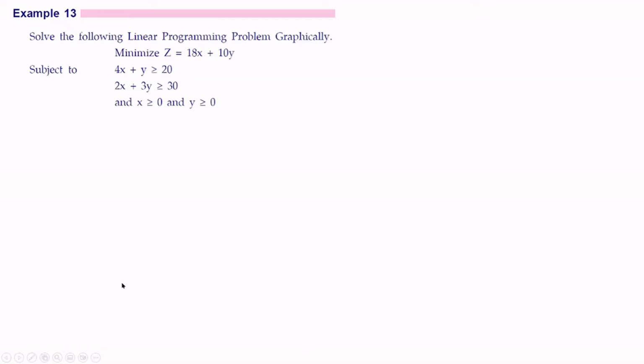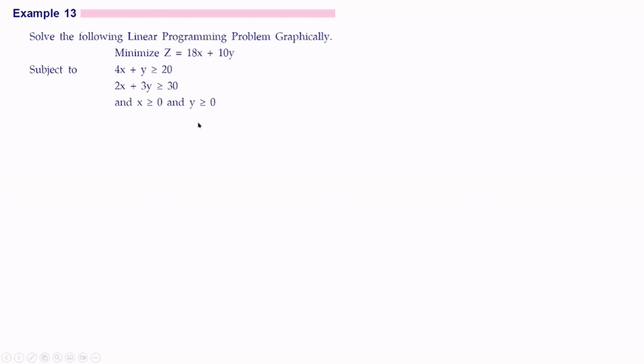Now let us move on to another problem where we have to find the minimum value of the objective function Z. Solve the following linear programming problem graphically. Minimize Z equals 18x plus 10y subject to 4x plus y greater than or equal to 20, 2x plus 3y greater than or equal to 30, and x and y greater than or equal to 0.